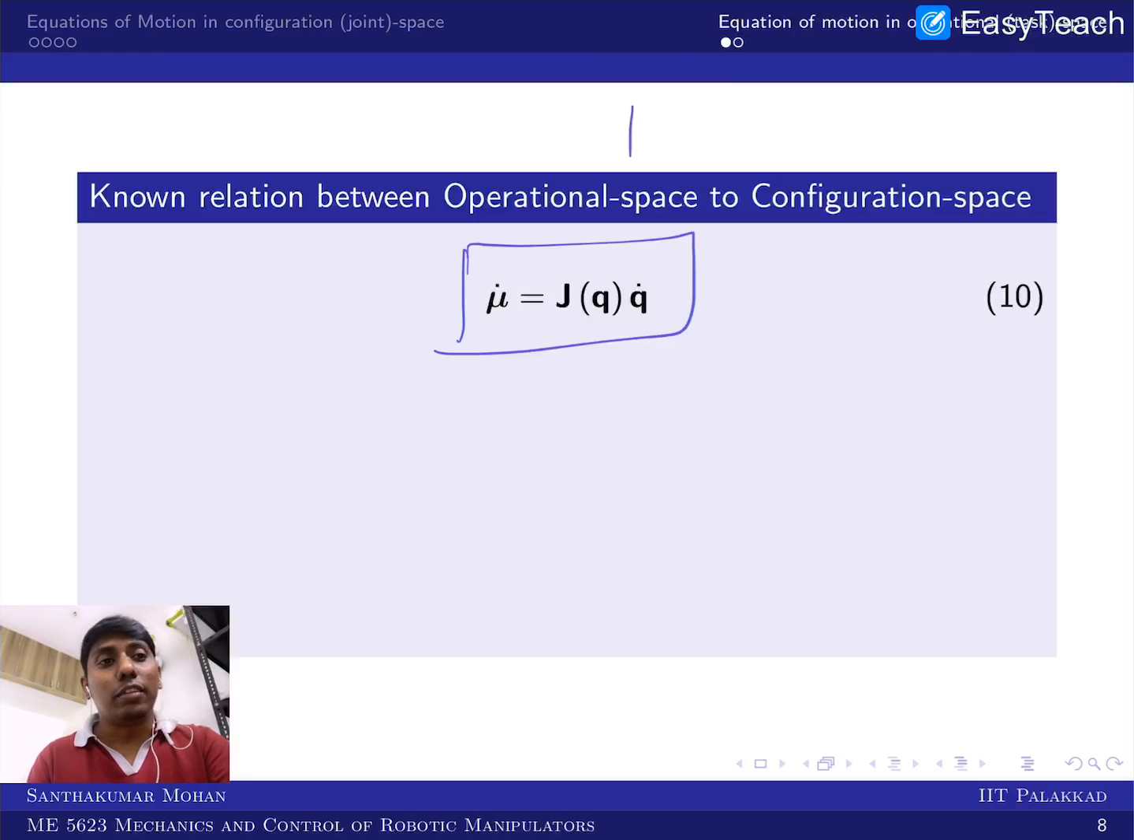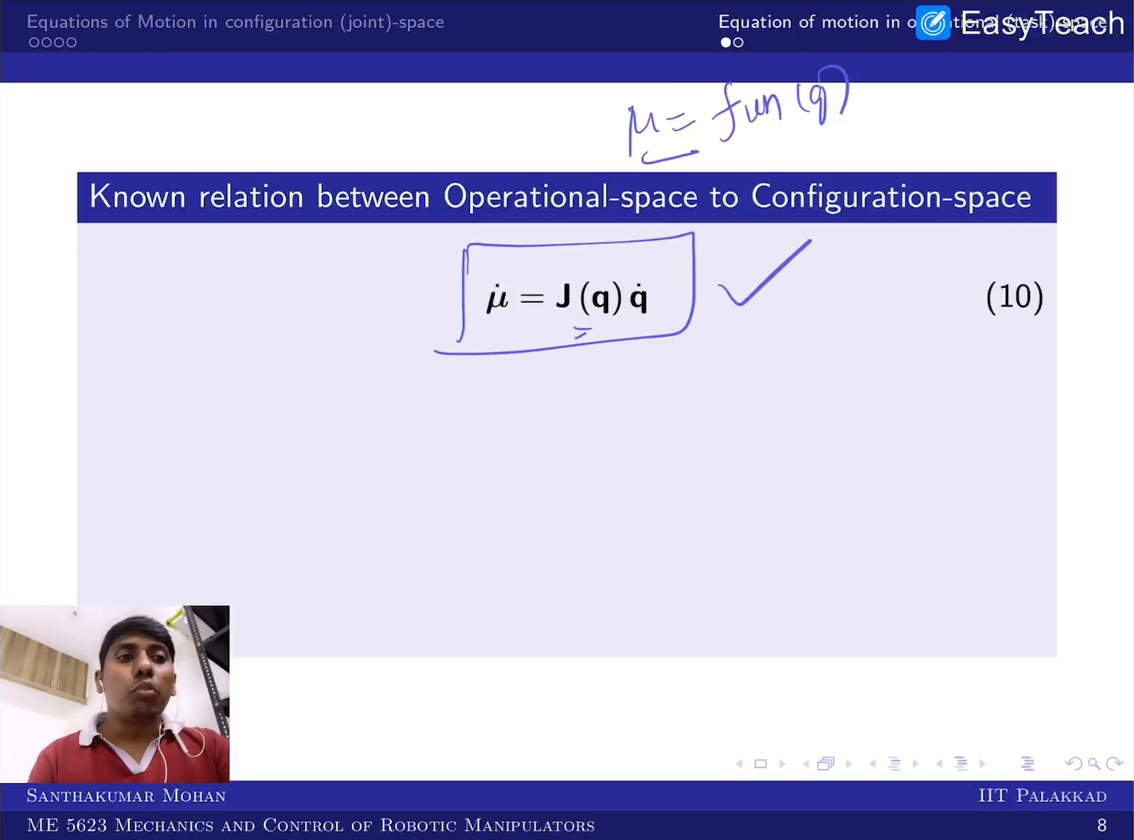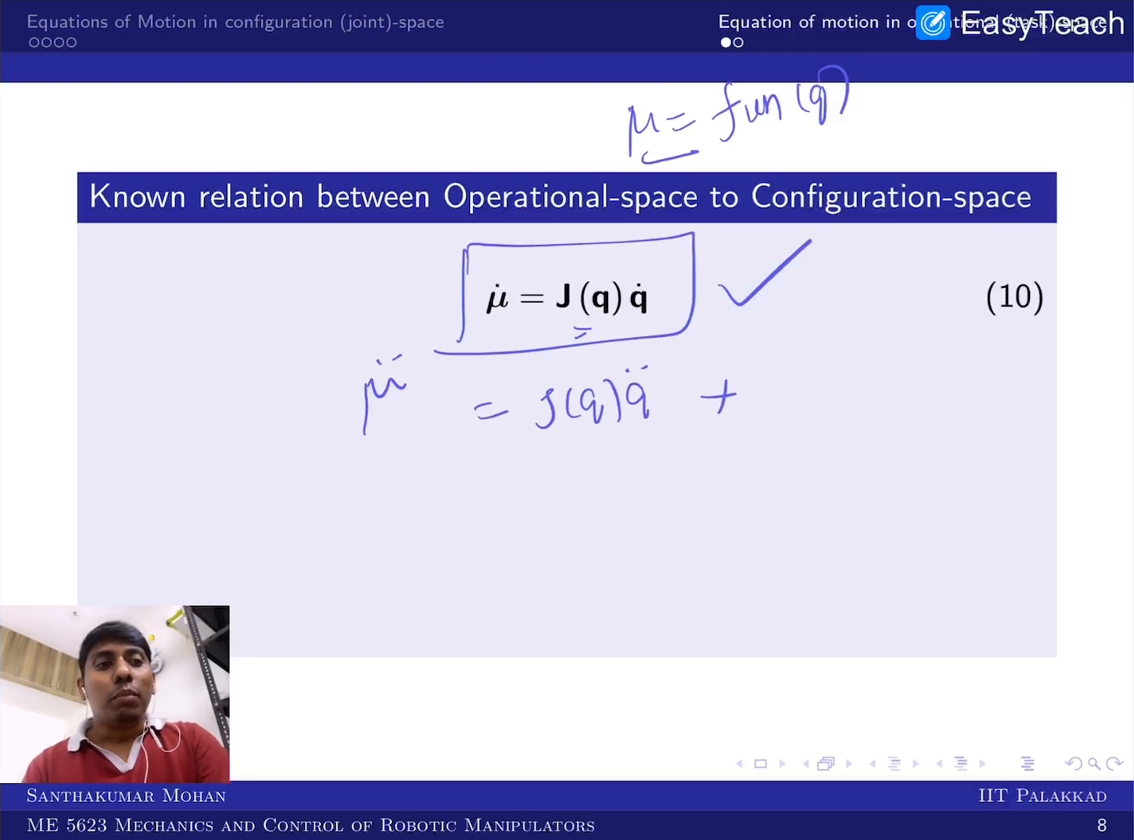Even we can see that mu can be written as a function of q, but this is not really a concern. If I take the time derivative, this will give the following. This is what I am assuming, the known relation between these two. Now I can further differentiate, which gives mu double dot equals J of q into q double dot plus J dot of q into q dot, right?